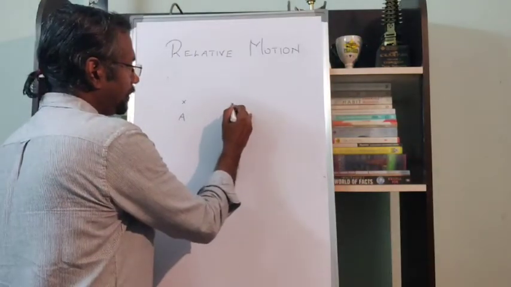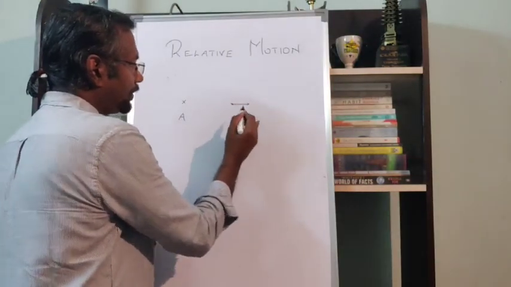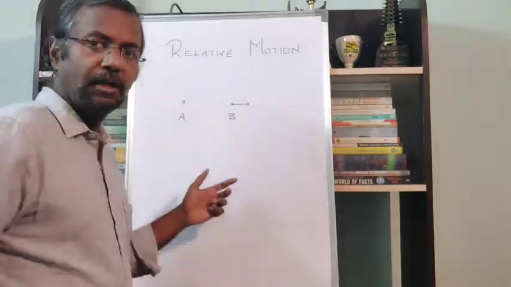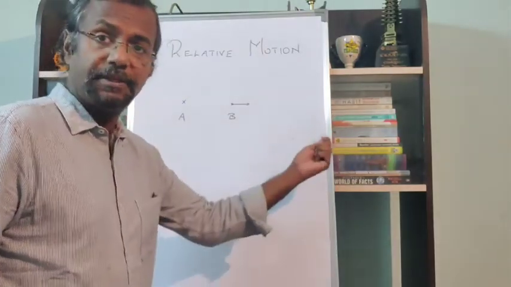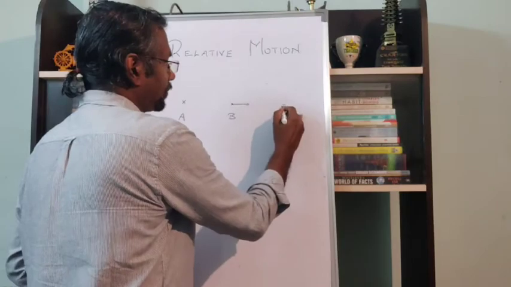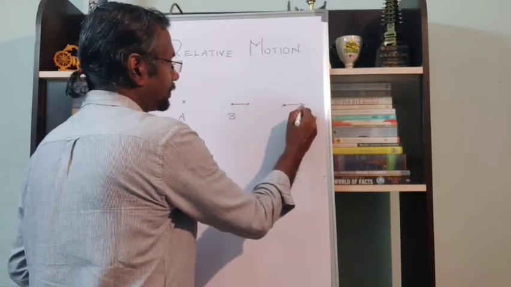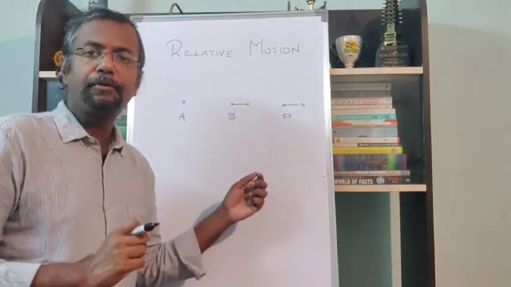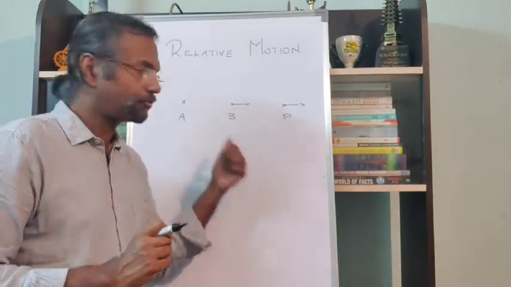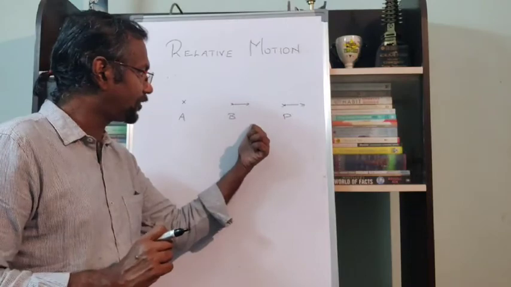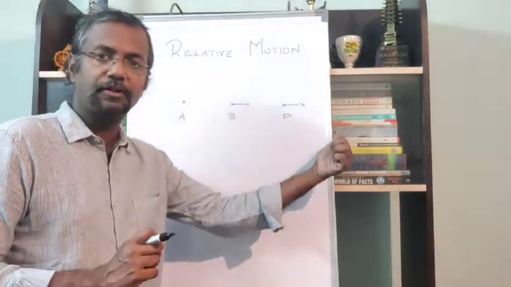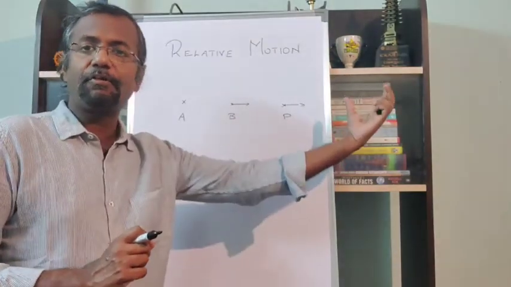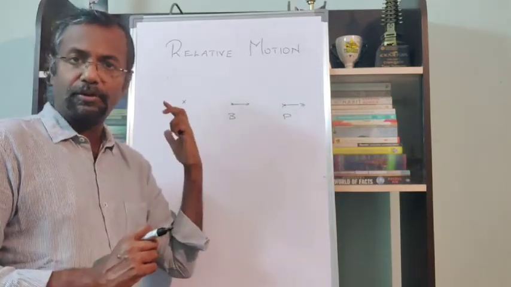We have a car B, which is moving at a constant velocity. And there's a car C, or let's say car P, which is also moving at a constant velocity. At any point of time, if we take the position, so this is stationary, this is moving at a constant velocity in this direction, this is moving at a constant velocity in this direction, we are taking the forward as positive and backward as negative, right?